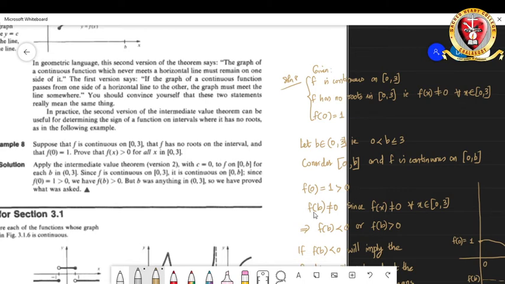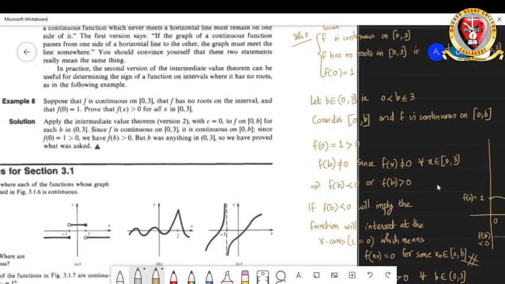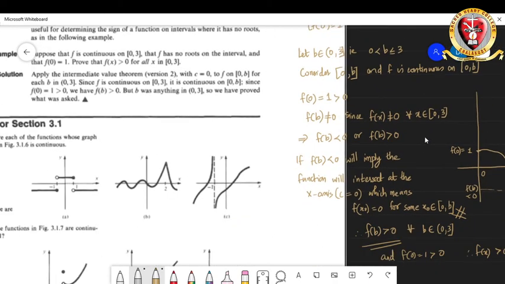And also note that f(b) is not equal to 0, since f(x) is not equal to 0 for every x belongs to [0,3], and b is happening to be inside closed interval [0,3]. So f(b) is not equal to 0. So the possibilities for f(b) will be either f(b) is strictly less than 0 or f(b) is strictly greater than 0. What should we prove? We need to prove that f(x) is strictly greater than 0, so we have to say that this will not happen.